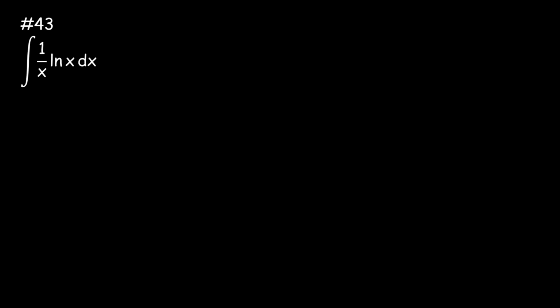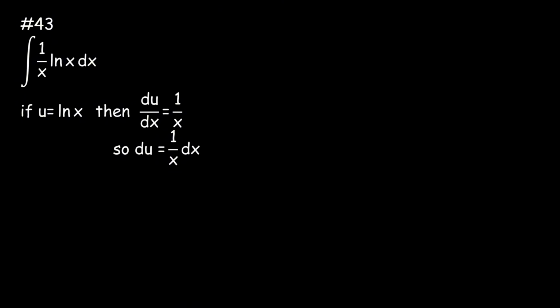Question 43, we have the integral of 1 over x ln x dx. Okay, 1 over x dx is already the derivative of ln x. So if u is ln x, then du is 1 over x dx. We can even group them together, like so. And then we replace ln x with u and integrate. That will give us u squared over 2. And our final answer will be ln x all squared over 2 plus c.